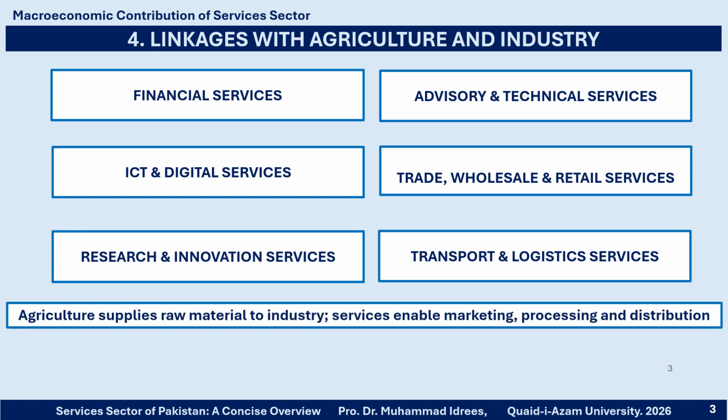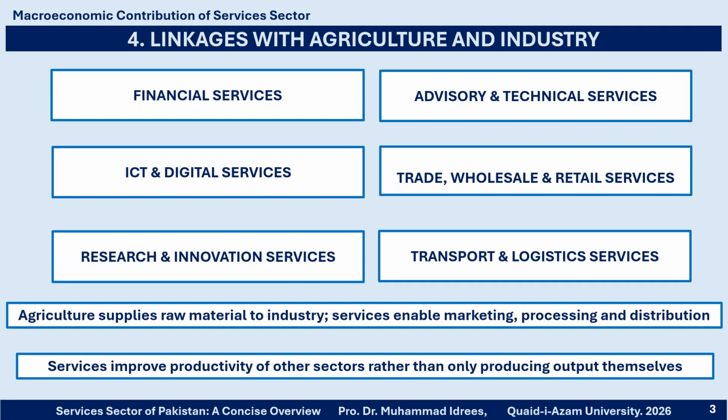Agriculture supplies raw material to industry. Services enable marketing, processing, and distribution. Services improve the productivity of other sectors rather than only producing output themselves. In a nutshell, the services sector improves the productivity of agriculture and industry by facilitating digital services, and providing essential services such as trading, transport, research and innovation. This was a brief on the linkages of the services sector with agriculture and industry.